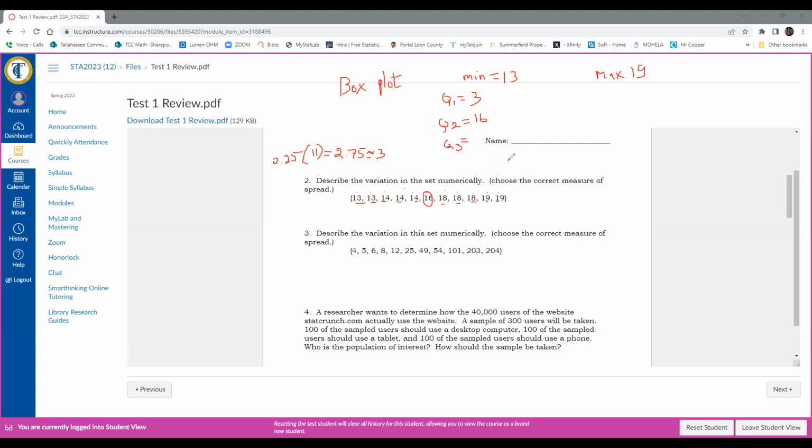Q3 will be 0.75 times 11. I'm just going to calculate 0.75 by 11. How much is that? Would that be 8.25? Round up to give you 9.